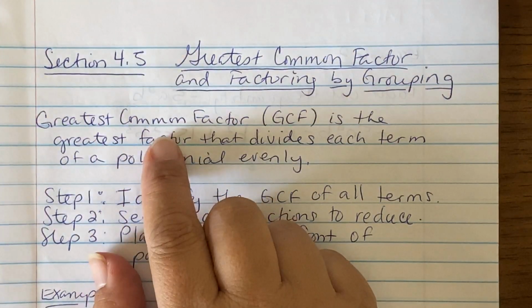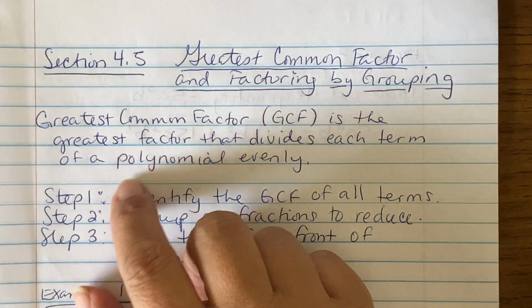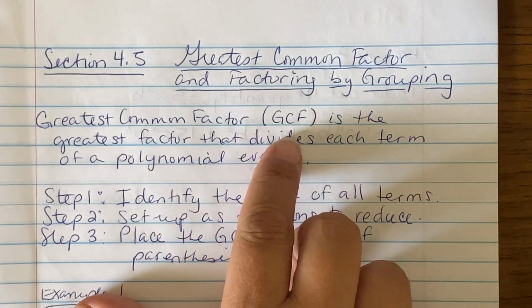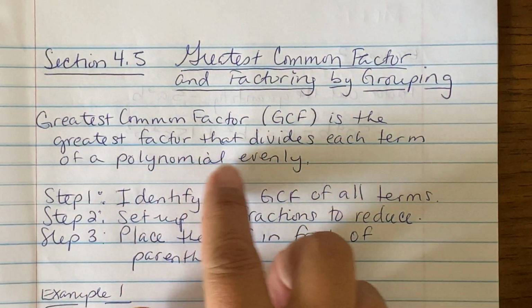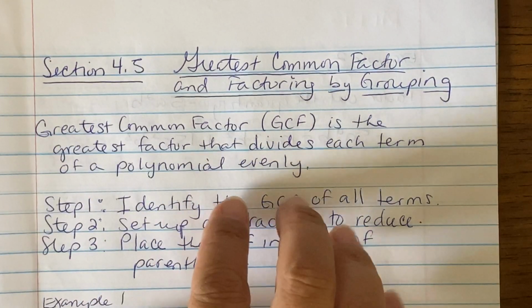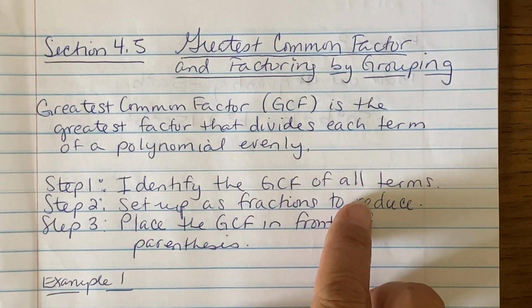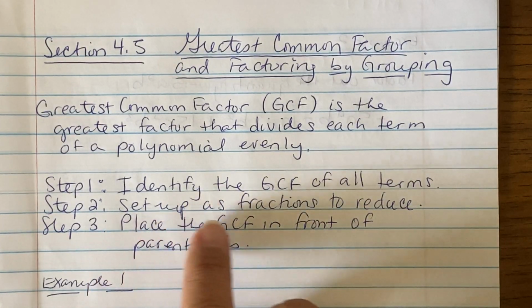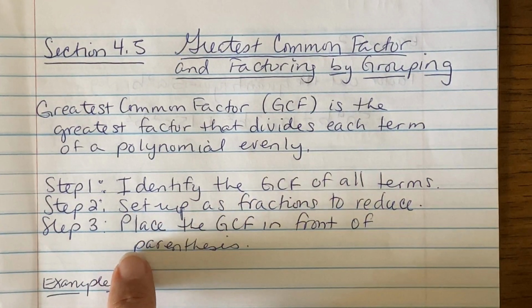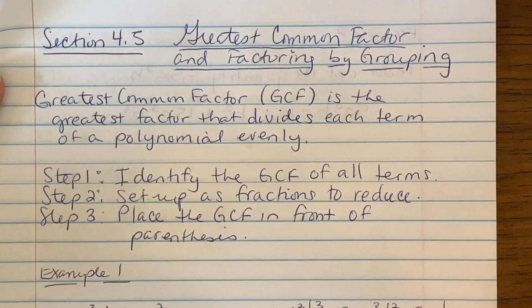Section 4.5, greatest common factor and factoring by grouping. Greatest common factor, known as GCF, is the greatest factor that divides each term of a polynomial evenly. So step 1, we're going to identify the GCF of all terms. Step 2, set up as a fraction to reduce. Step 3, place the GCF in front of the parentheses.